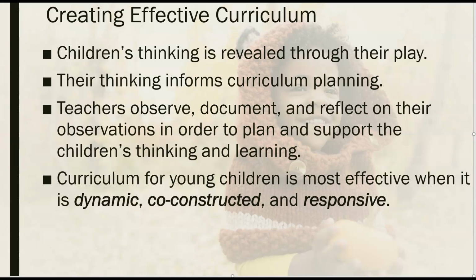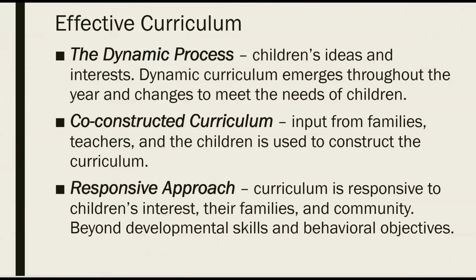We must observe, document what we observe, reflect on those observations in order to plan, which is what we're now talking about. And whatever we plan must support children's thinking and learning. And remember, children are thinking and learning when they play. So it's that complete circle. So curriculum for young children is most effective when it is dynamic, it is co-constructed, and it's responsive. Okay, so what does that mean?